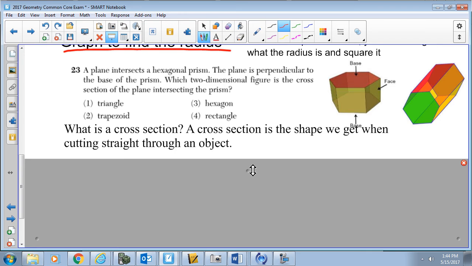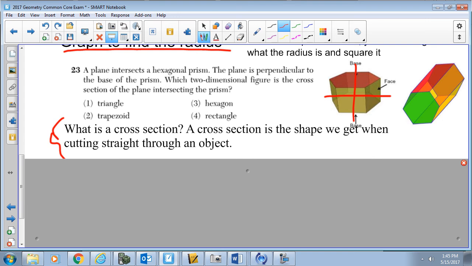All right, first thing I want you to do is write down what a cross-section is. A cross-section is the shape we get when you cut straight through an object. It can be from side to side, which would be parallel to the base, or cutting like that, or you can cut perpendicular to the base, which would be that way. You don't have to draw these pictures. I just want to have them there for you to look at.